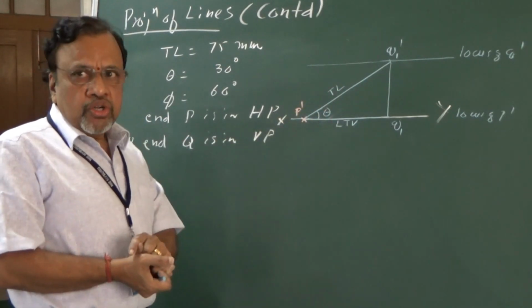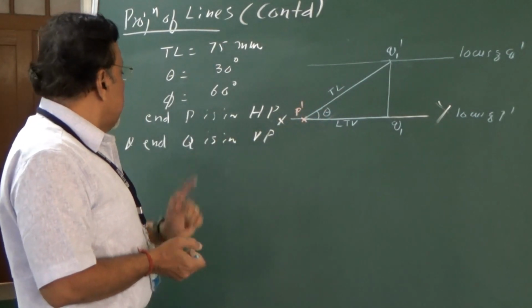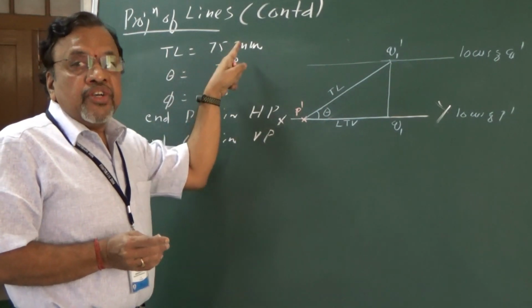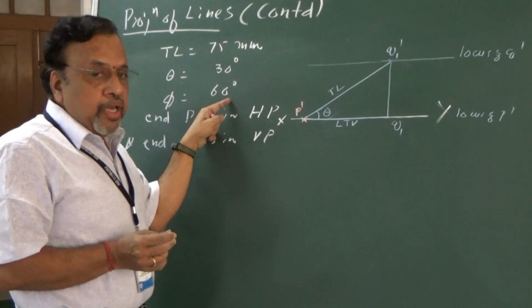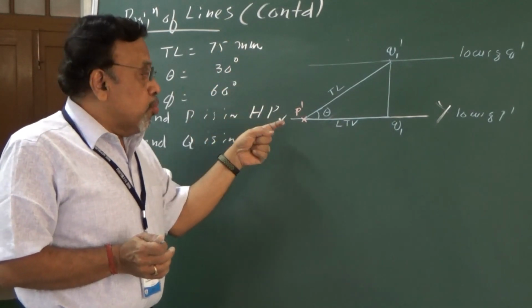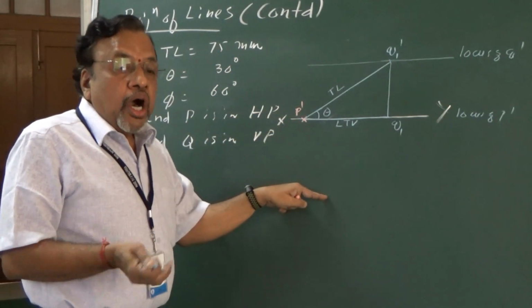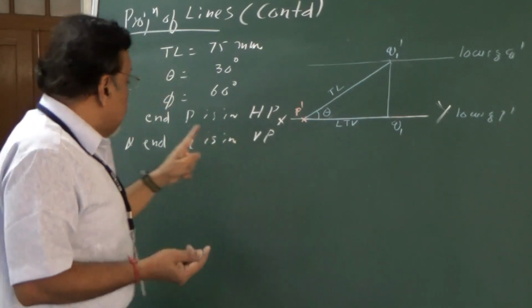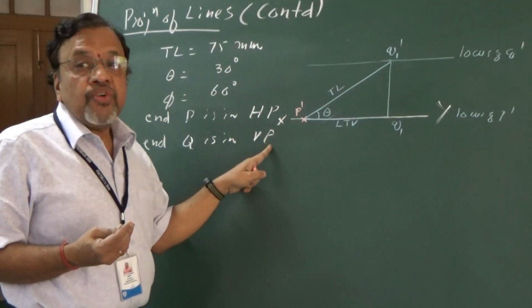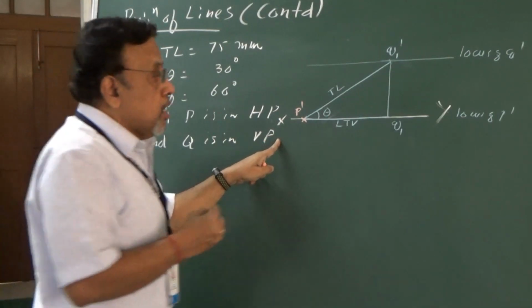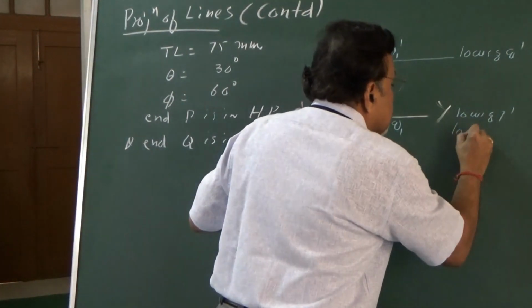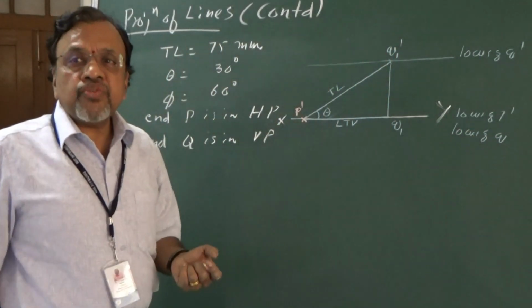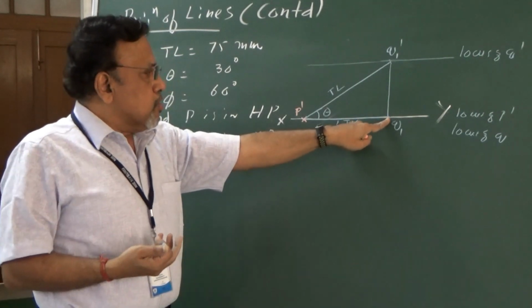So what about stage 2? I said in stage 2, the line is inclined to VP and parallel to HP. Since the line is inclined to VP and parallel to HP, the true length will be seen in the top view. I need to start from the top view. What are the details in the top view? In the top view, I know that end Q is in VP. If end Q is in VP, it means the locus of Q should be on X1. Already we have a Q point here.